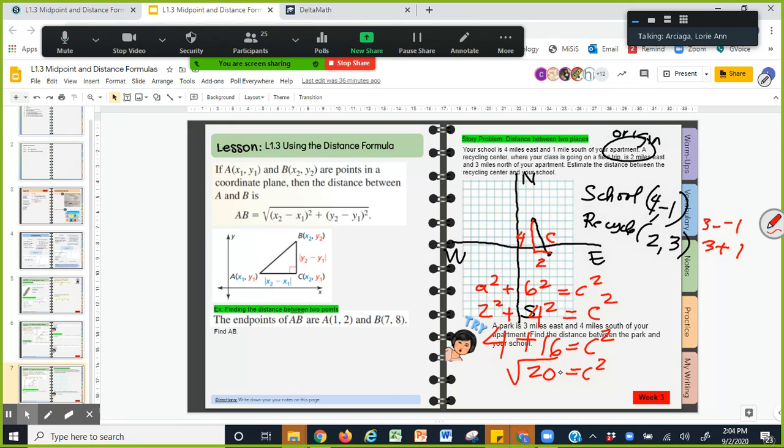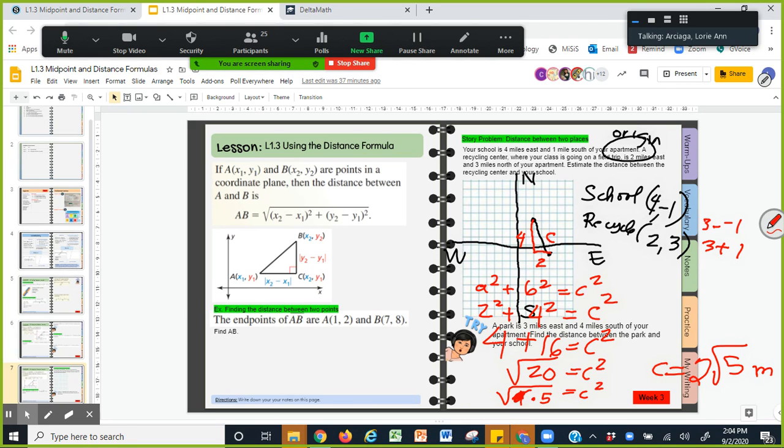But that's not simplified. So what are the factors of 20? The factors of 20 are 4 times 5. So 4 is a perfect square. So that means our final answer will be 2, yeah? So no more, and then the square root of 5 stays inside the radical sign. Okay, so 2 radical 5 miles.